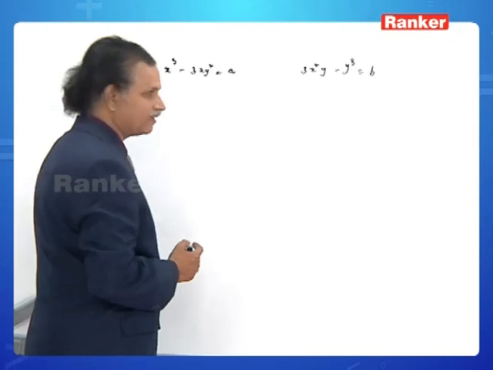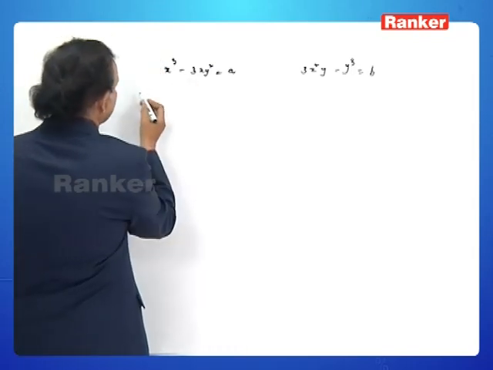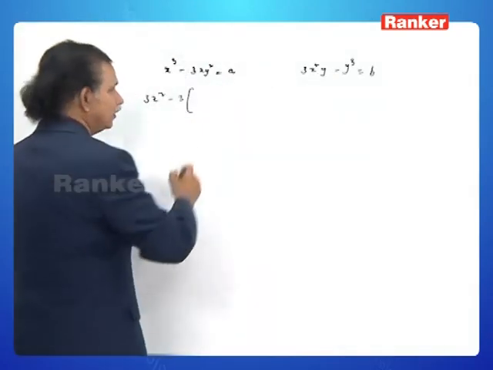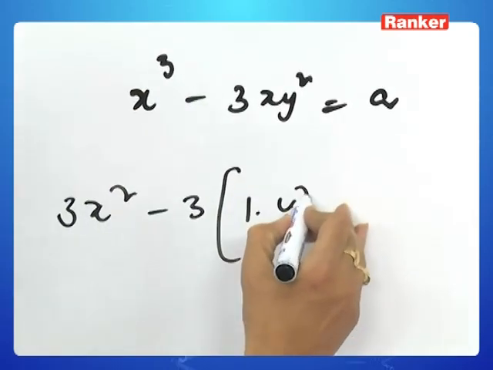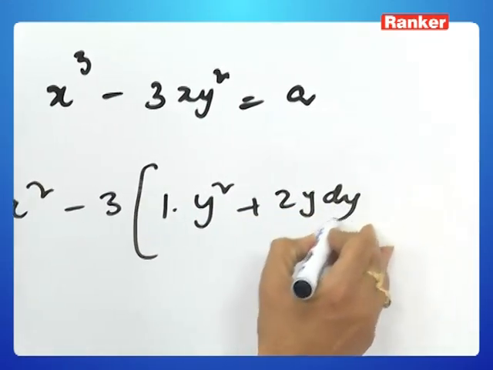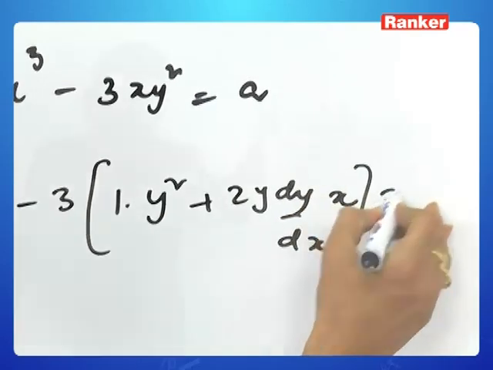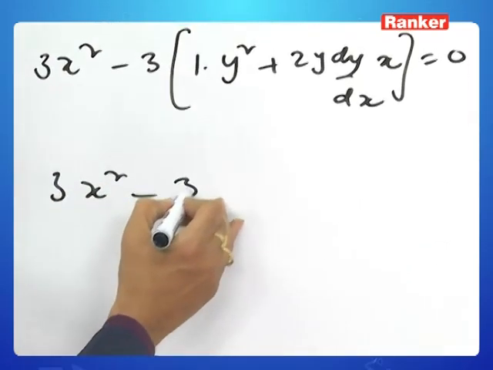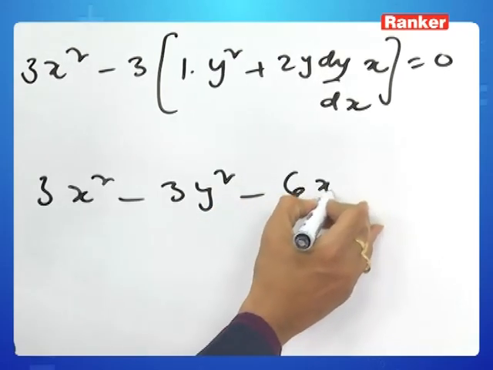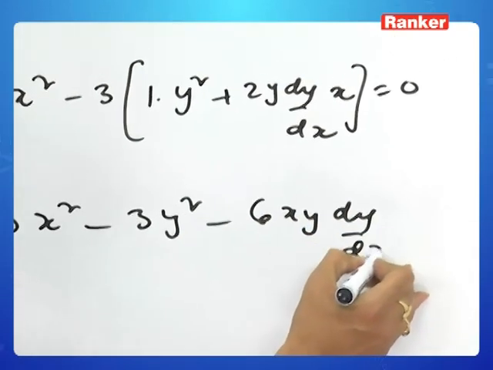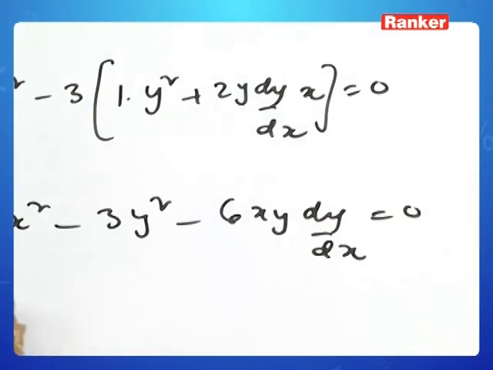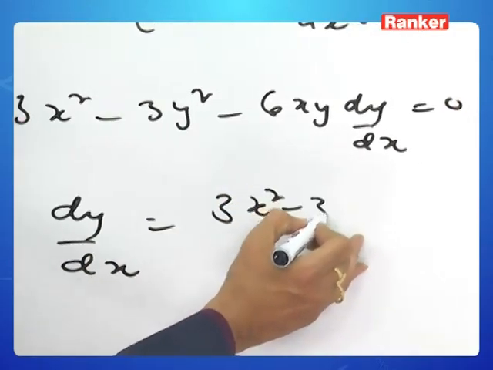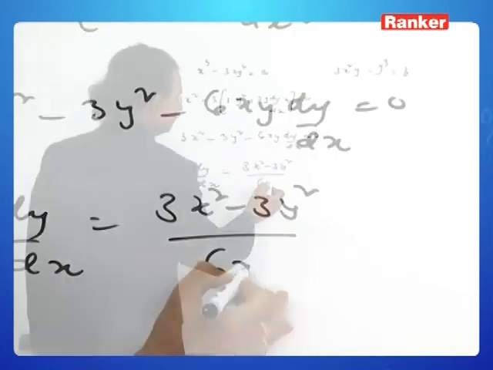Differentiate it with respect to x on both sides. What is going to happen? 3x square minus 3 into u derivative into v plus v derivative into u is equal to 0. So that 3x square minus 3y square minus 6xy dy by dx is equal to 0. From this, dy by dx is equal to 3x square minus 3y square by 6xy.